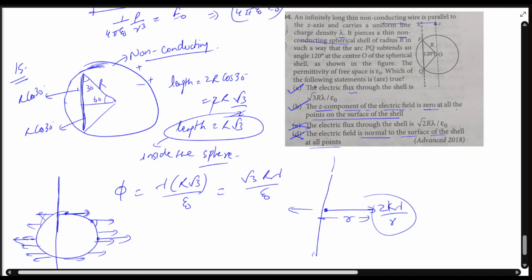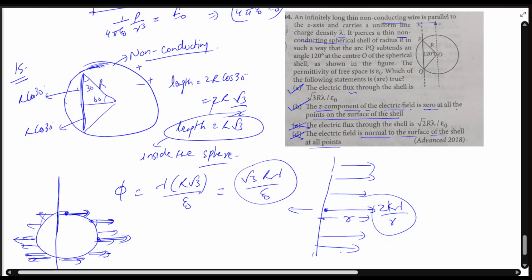Again, option A we got from the calculation. Now, as this sphere is non-conducting, there won't be any polarization, due to which this sphere will not change the electric field due to the line charge. So it will not change, hence the electric field will be perpendicular to the line charge as we have studied. Now if you make the sphere, at this point it looks like it is parallel to the sphere. At this point it is at some angle, at this point it is definitely normal, at this point it is again at an angle, and at this point it is parallel.